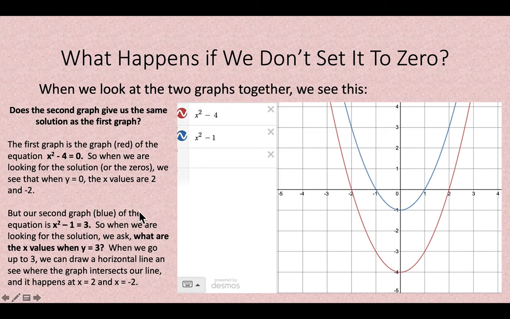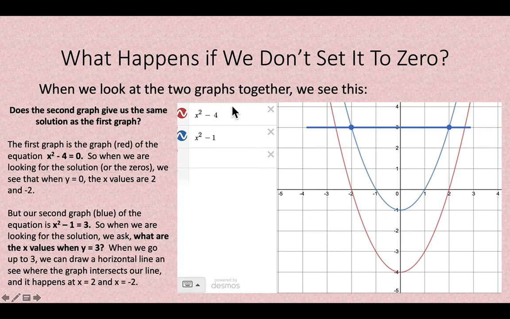But in our second equation, it's x squared minus 1 equals 3. So we should be looking at not where it crosses 0. It crosses 0 at negative 1 and 1. But we should be looking at where it crosses the line 3. So up here at 3, y equals 3, our parabola crosses the line at 2 and negative 2. And so we do in fact get the same solution.